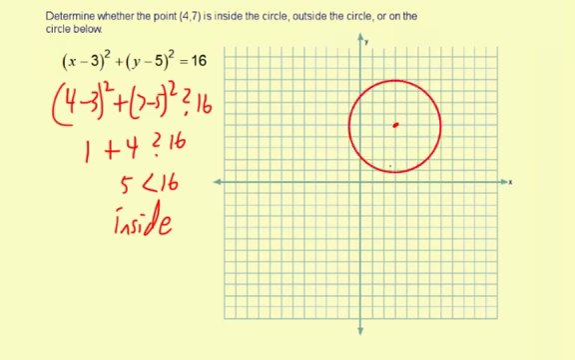Okay, so the circle looks like that. And let's plot the point 4, 7. 1, 2, 3, 4, 2, 4, 6, 7, right there. Clearly, this point is inside the circle, so the graph verifies our algebraic result, so that looks really good. Our answer is inside.